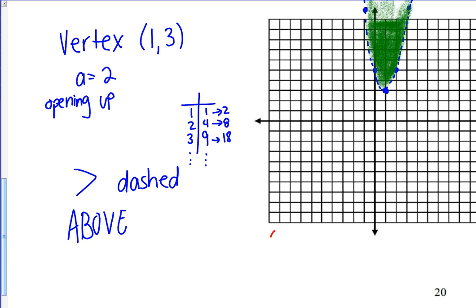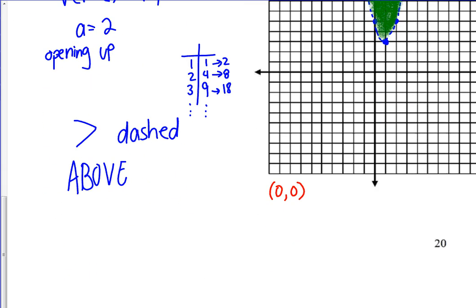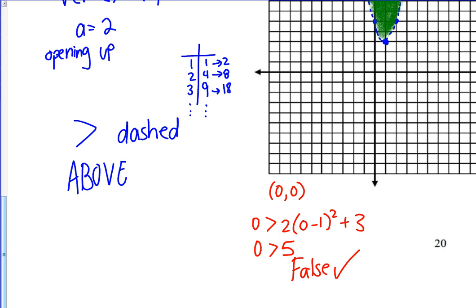And what do we expect? We want false. Okay, so is 0 greater than 2 times 0 minus 1 squared plus 3? That's better. 0 minus 1 is negative 1 squared. 1 times 2, 2 plus 3. 5. Is 0 greater than 5? False. Hey, that's what we wanted.